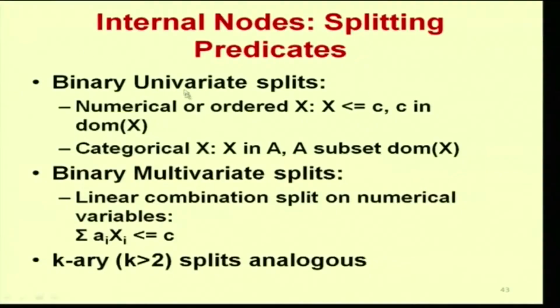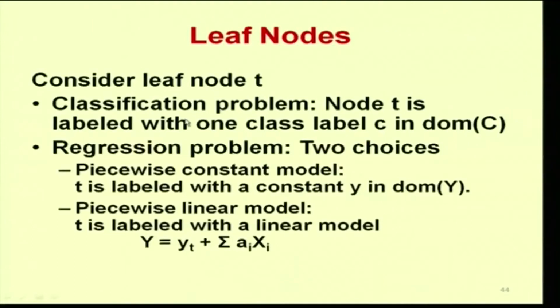So, for example, binary univariate splits on numerical ordered variables: X is less than or equal to c, where c is in the domain of X. Categories you can also do like this. A linear combination split on numerical variables you can also have, or you can have a k-ary split also; it is not wrong, but generally they do it as binary. Leaf nodes, if you consider a classification problem, will give you the class that belongs to dom C.